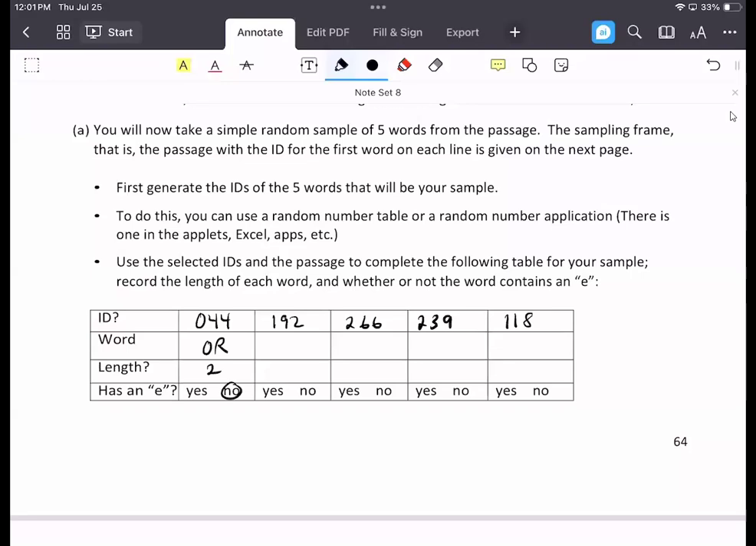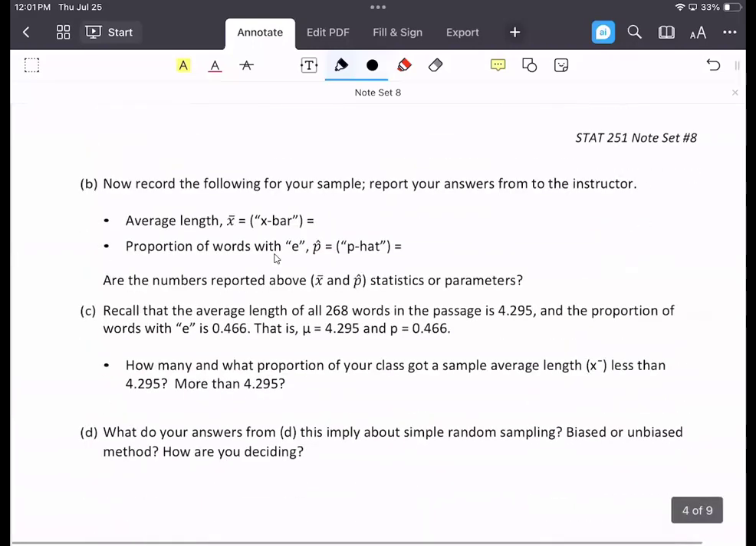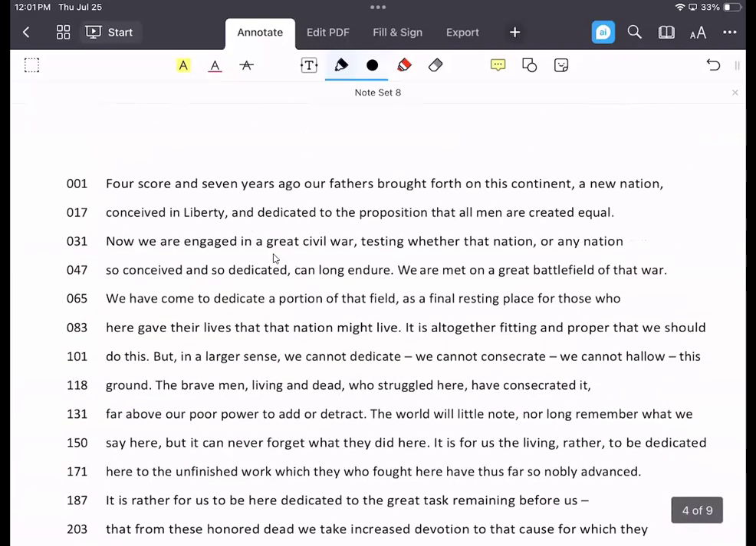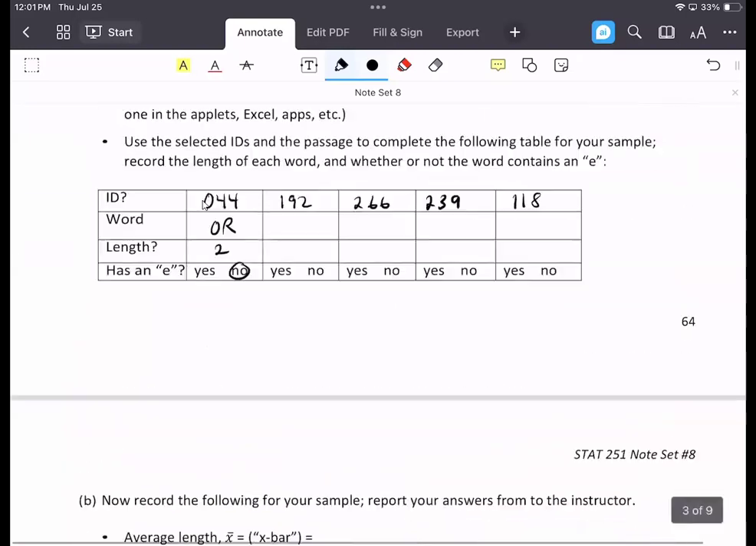So when I ran the random number generator, I got 44, 192, 266, 239, and 118. And you may say, well, okay, great, but then I have to go and count the individual words. That's going to be a pain. You actually don't. What you're going to use instead is this table here, which shows that word number 1 is 4, and word number 17 is conceived. So if I wanted word number 44, I would go, well, let's say this is 47, so 46, 45, 44. So word number 44 is "or". And that's what I recorded here.